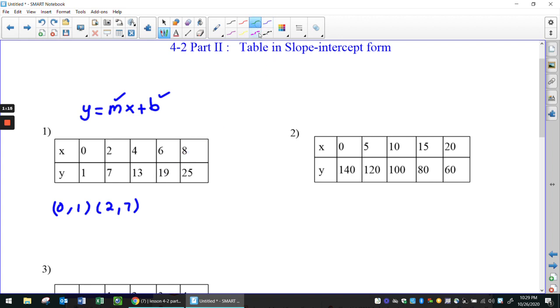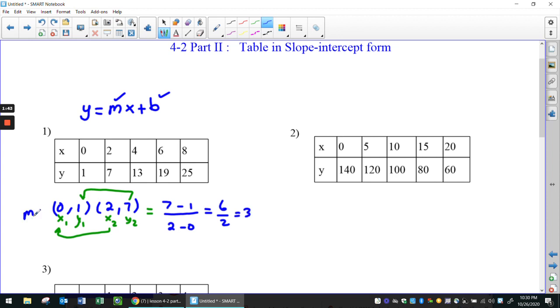Okay, and if you recall what we did last week, x1, y1 and x2, y2. I'm going to draw my lines and find the slope. 7 minus 1 over 2 minus 0, and that's 6 over 2, which is equal to 3. So my slope here is 3. Now, with this type of table, there's other ways of deriving the slope, but we'll just stick with what we know for now.